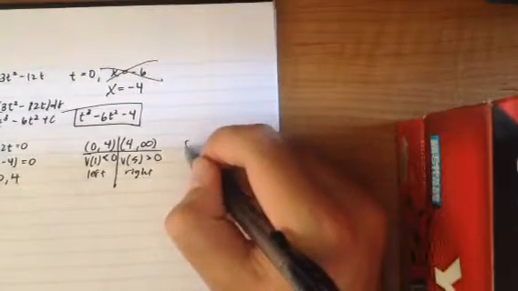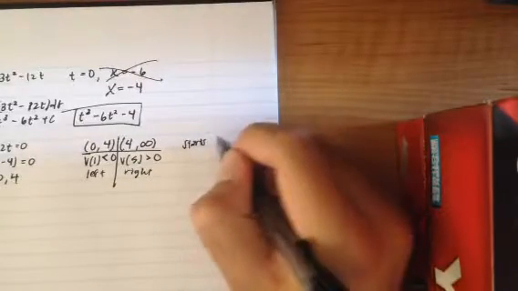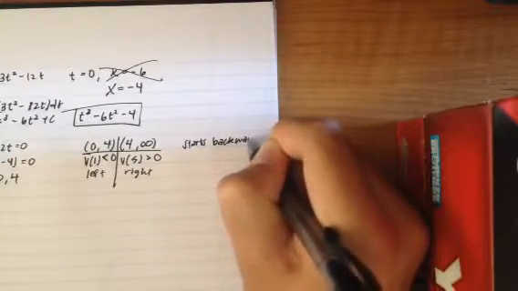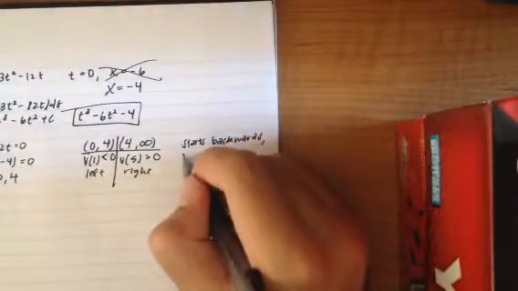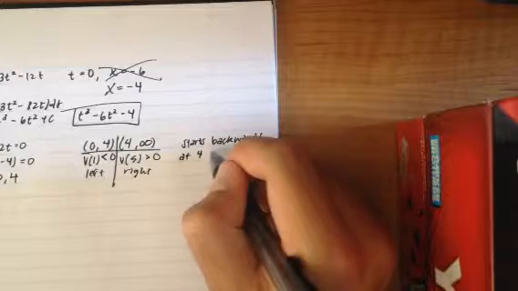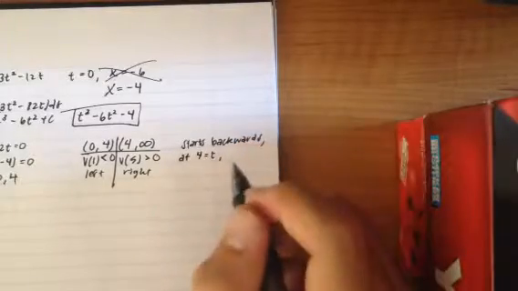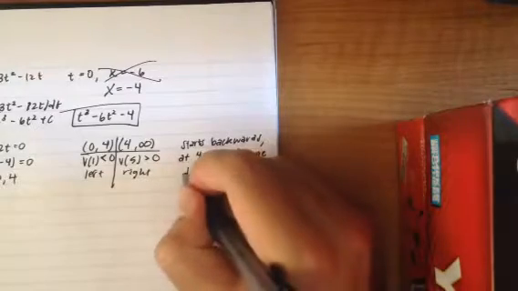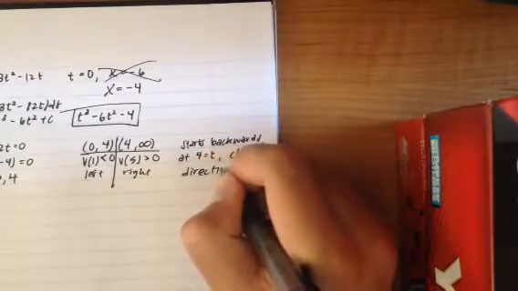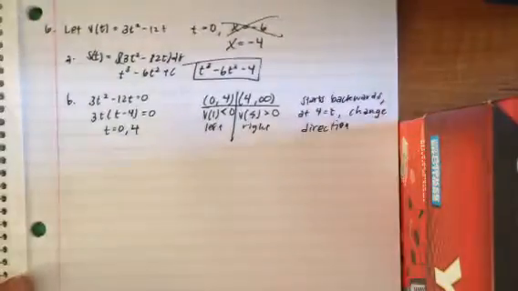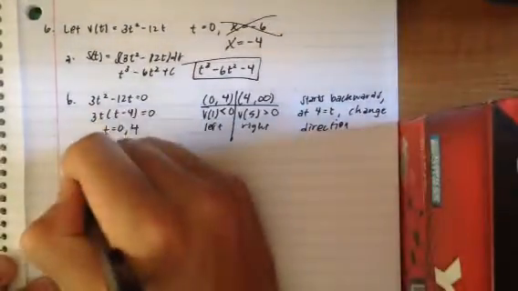So what that means is it starts going left or backwards, and then at 4, or when time equals 4, it will change direction and be positive.